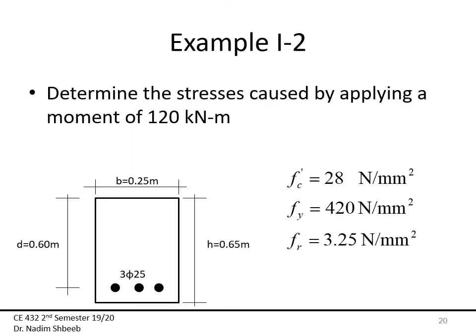Okay. Now let's do another example. Here, I want to determine the stresses caused by applying a moment of 120 kilonewton meter. I'm using the same cross section. By using the same cross section, the only advantage here is that I already found the stresses for the elastic section, where I assumed there was no cracking.